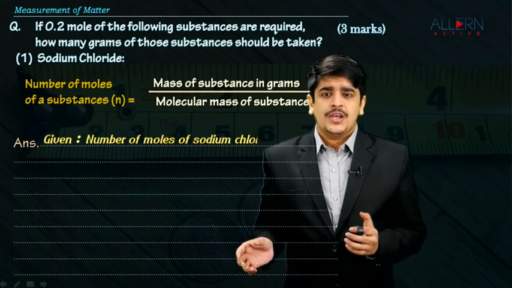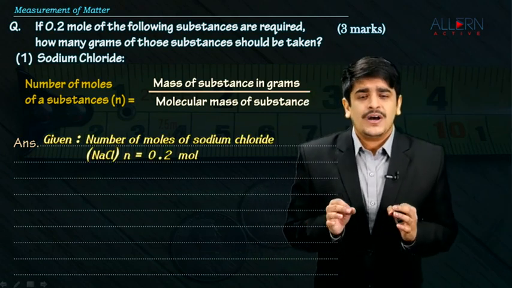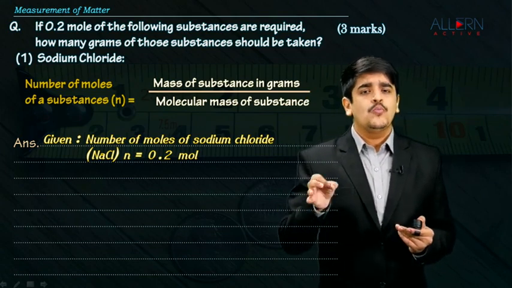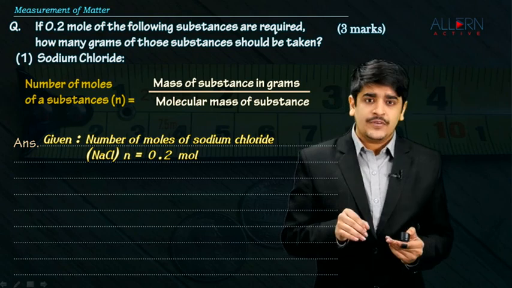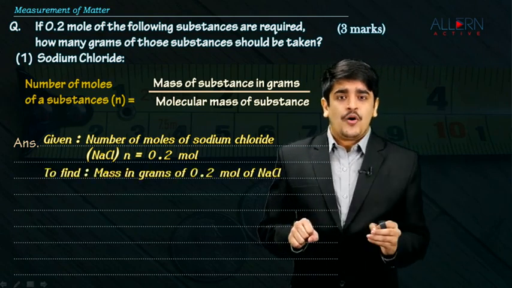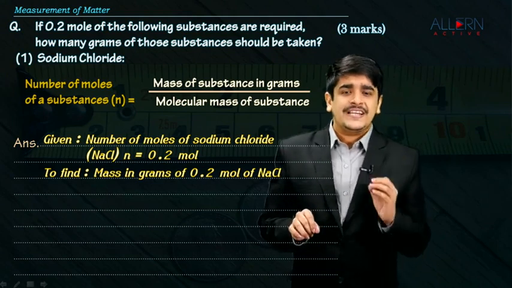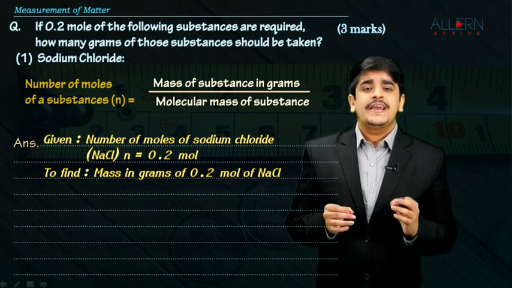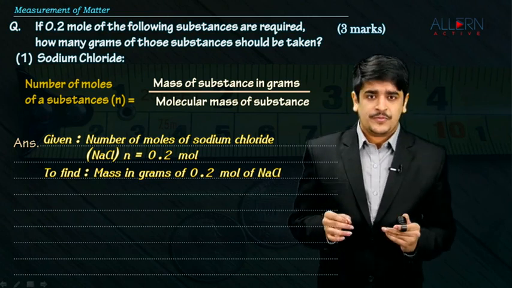Let's begin. Now, what is given to us? Given to us is that we have sodium chloride and we need 0.2 moles of sodium chloride. What do we need over here? We need the mass of sodium chloride, which will exactly give me 0.2 moles of sodium chloride. The first thing that you must do is calculate the molecular mass of sodium chloride. How will you do it?